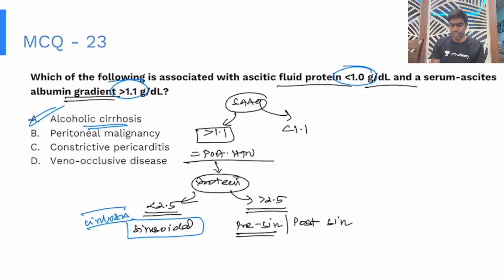And apart from that, what are the examples of pre-sinusoidal causes? The best examples will be extrahepatic portal vein obstruction, and there is a condition called NCPF, that is non-cirrhotic portal fibrosis, and even you can think about other conditions like schistosomiasis.